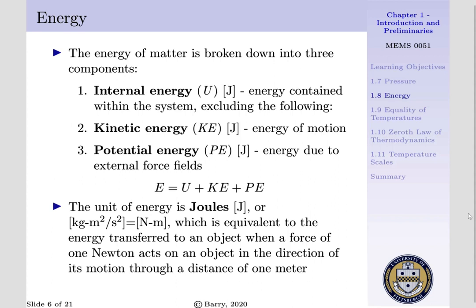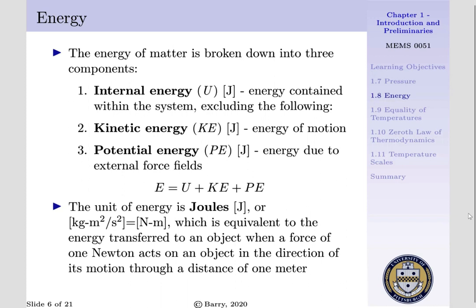Kinetic energy, which is represented by the variable Ke, also has units of joules. Now, kinetic energy is the energy of motion. For translational motion, your kinetic energy is 1/2 mv squared. Potential energy, represented by the variable Pe, has units of joules as well. And this is the energy due to external force fields, such as a gravitational force field.